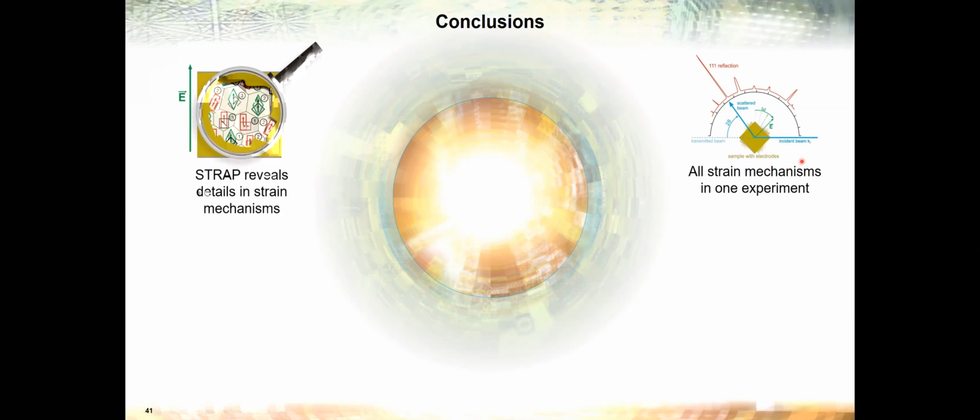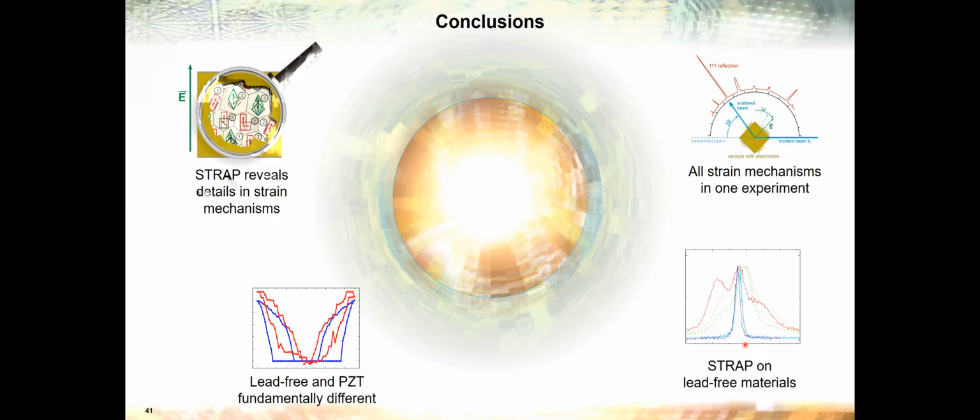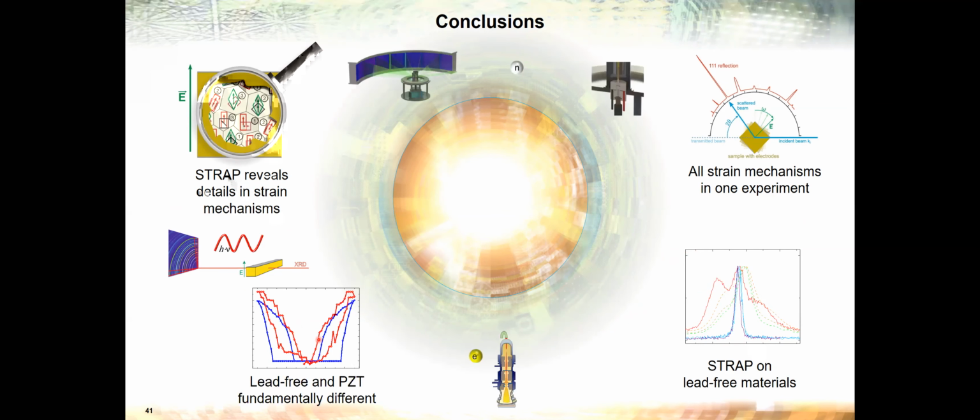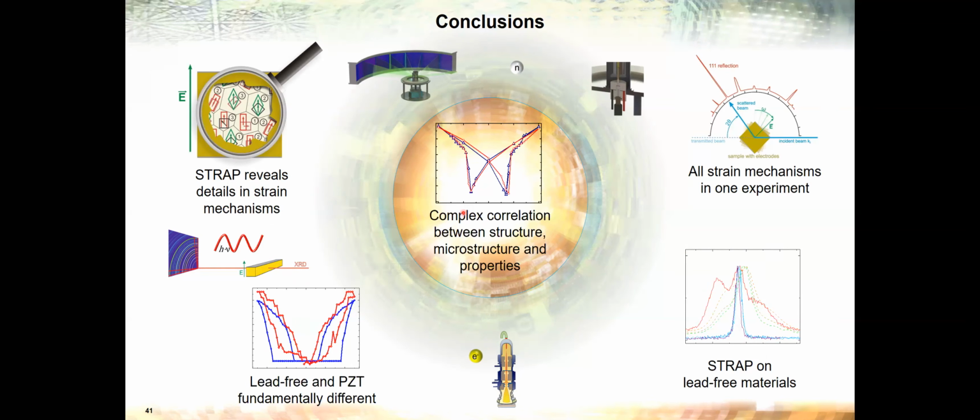Okay, so this leads me to the conclusion. I hope I could show you that all strain mechanisms are accessible in one experiment. When you measure different sample orientations, the STRAP algorithm reveals unprecedented details in strain mechanisms, and we can also apply it to lead-free materials. But then we see that lead-free materials and PZT are fundamentally different from each other. And with the different techniques, photons, electrons, and neutrons, it's possible to reveal a complex correlation between the structure, microstructure, and properties.